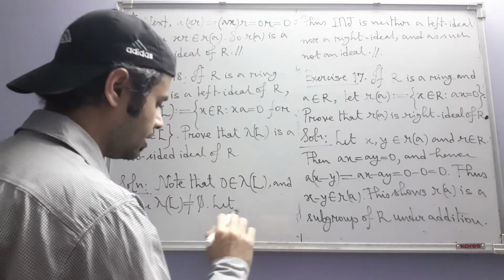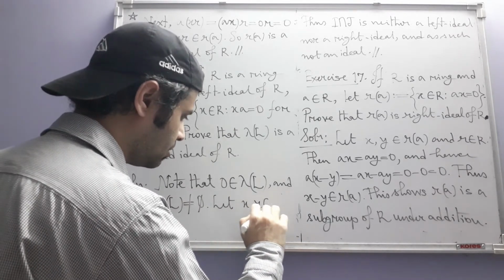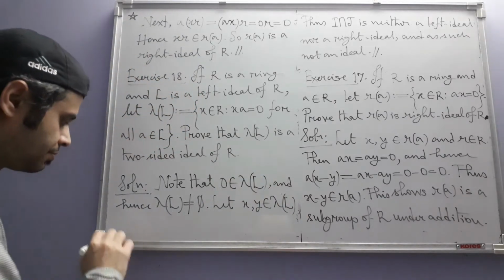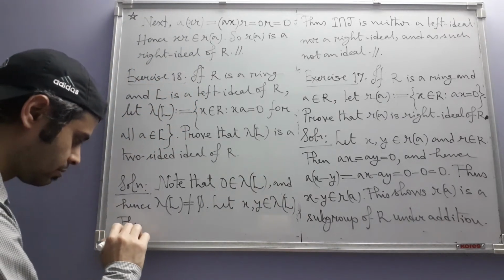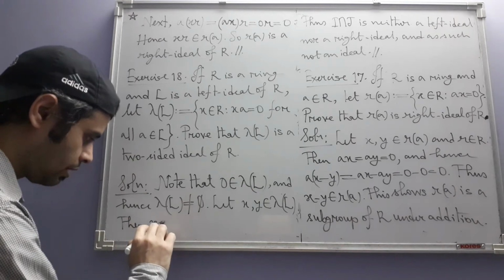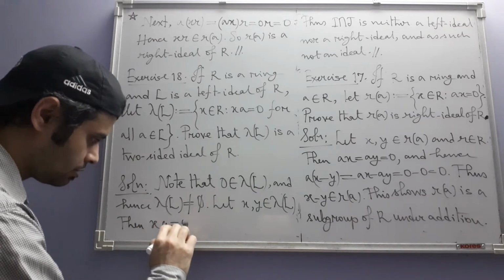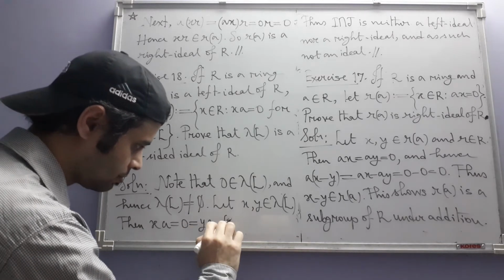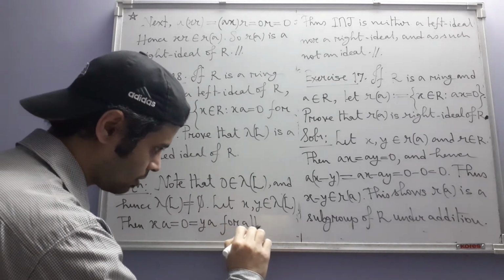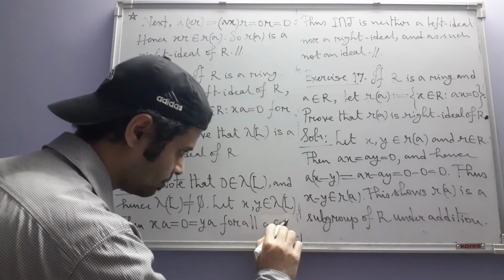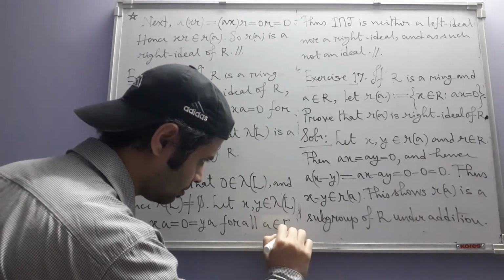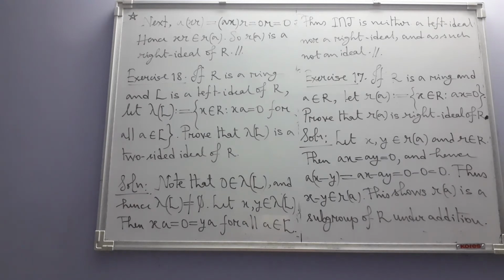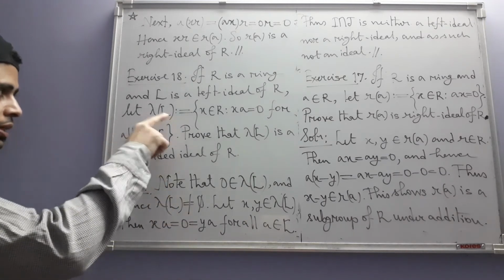Now next, let x and y belong to lambda L. Then xa is equal to 0 and ya is also equal to 0 for all a belonging to L. That's the condition for being in lambda L.